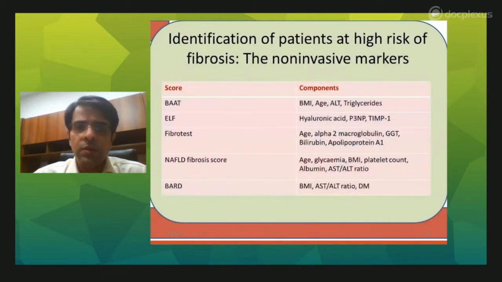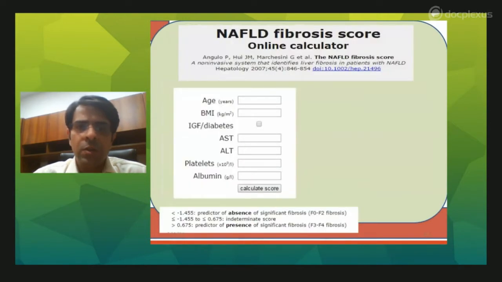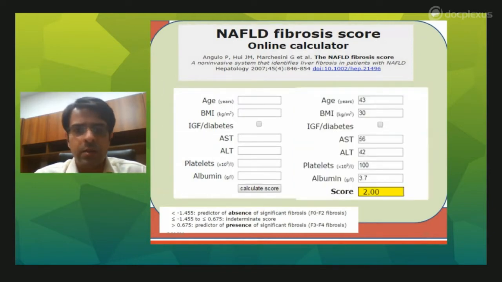There are various scores based on non-invasive markers which can help us identify which patients are at high risk of fibrosis. The easiest one is the NAFLD fibrosis score. This is an online calculator where you enter age, BMI, diabetes, AST/ALT, platelets, and albumin, and you get the answer. If your score is less than minus 1.4, then there is usually an absence of fibrosis. If your score is more than that, then probably there is some fibrosis going on in the liver, and you can prioritize these patients for care and be more aggressive with their treatment.